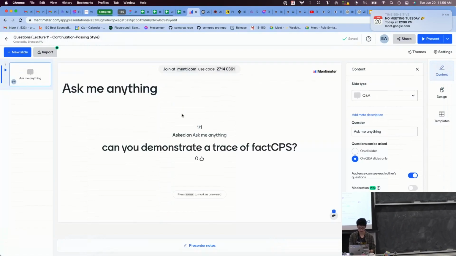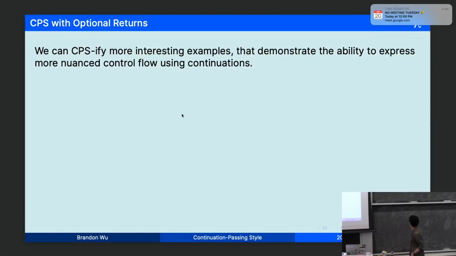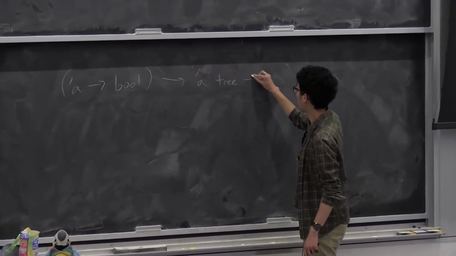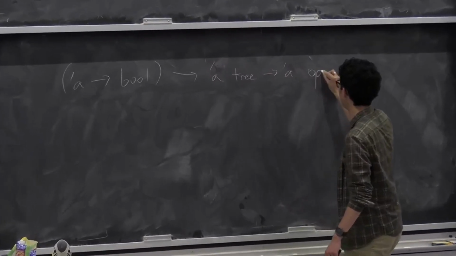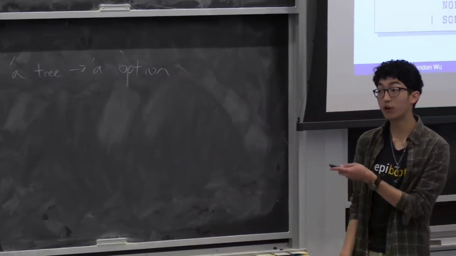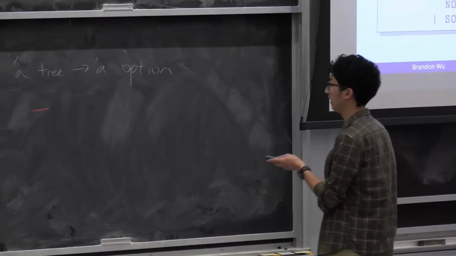Can you demonstrate? Yes, I did. Let's go. All right, alpha to bool to alpha tree to alpha option. You agree with me this is the type of the search function? I believe I actually implemented it for you here. Yes. We already implemented this function, so I won't go too deep into it.